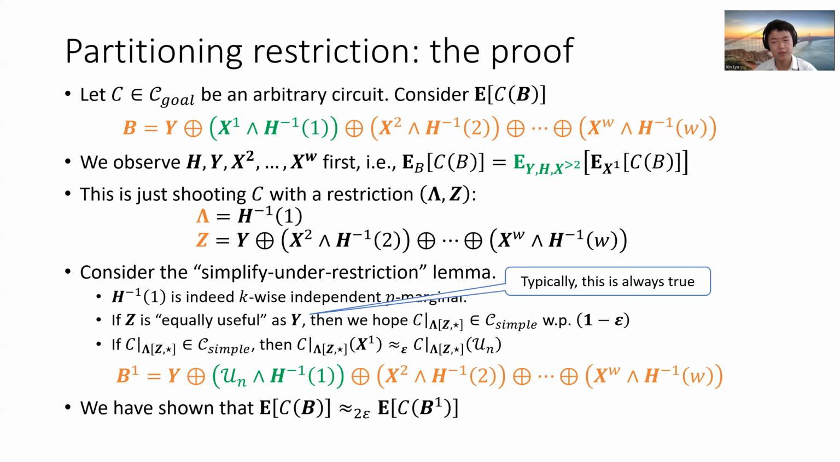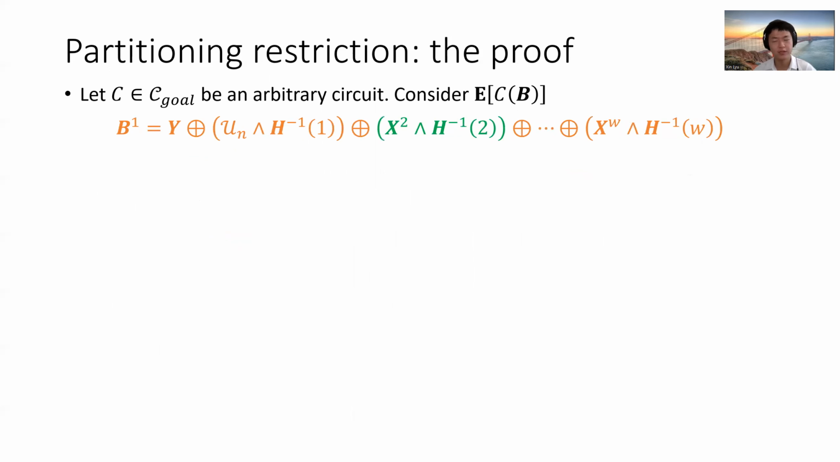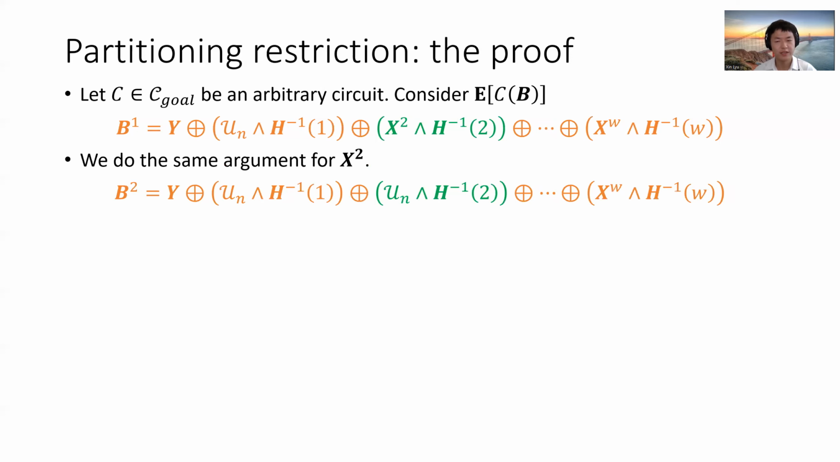We also give some intuition about why this z should be equally useful as y. Note that z is obtained by just flipping some bits in y, which is independent of y itself. So intuitively, flipping a fixed set of input bits does not break typical pseudo-randomness properties, such as k-wise independence and low bias. Now, we can do the same argument for this x2 part. Namely, we define B2, which is obtained by replacing x2 in B1 with a uniform string. We can show that C of B1 is 2 epsilon close to C of B2.